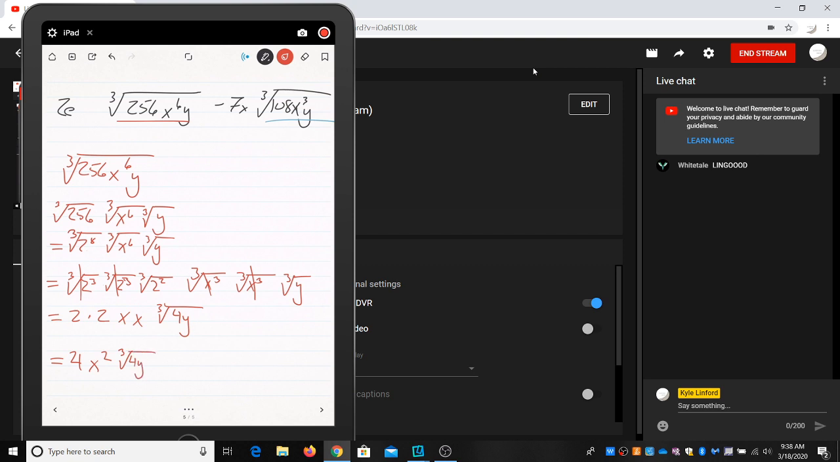So that's the first thing that we simplified down. So let me go ahead and write that in its place here. We're working with 4x squared and the cube root of 4y. Now let's go and simplify the other radical down. So I'm going to clear my work here.